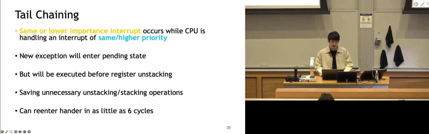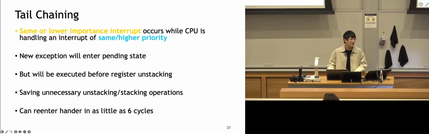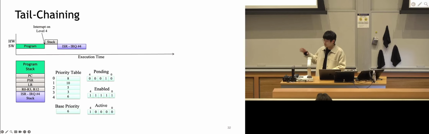Okay, so the tail chaining, which is usually the easier or most straightforward case, means that same or lower importance interrupts occur while the core or CPU is handling an interrupt with the same or higher priority. Basically, it just means that interrupts will stay pending and wait until the current higher or same priority interrupt finishes. One thing to note is that it will not do another stacking on stacking, to save some operating time.